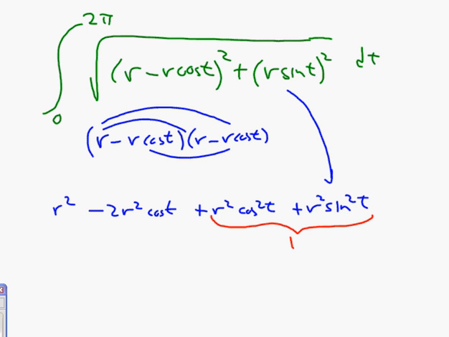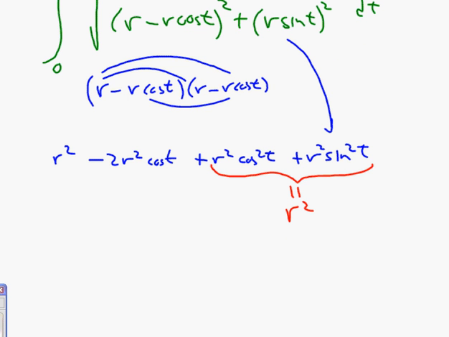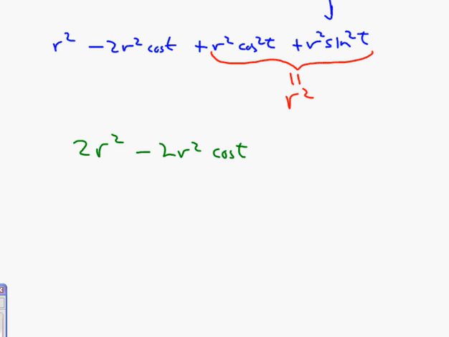You see at least one thing. This piece equals, and we think about it, we factor out an r squared, then you'd have r squared times cosine squared plus sine squared t, which is just 1. So you end up with r squared. Okay. So this expression turns into the following: 2r squared minus 2r squared cosine t. Okay. And it looks like we have a lot of stuff going on here. But remember, r is just a number. It's a constant. So really, the only variable here is t. Let's factor out 2r squared. So you have 2r squared times 1 minus cosine t.